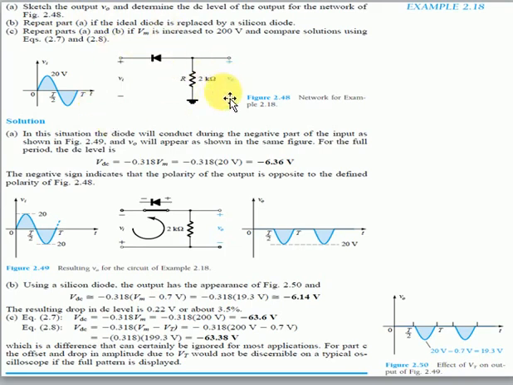This is the network, and for this network we have to find out the output voltage and we have to find out the VDC. Here the input voltage is 20 volt positive cycle and minus 20 volt negative cycle. First of all, we are solving for the A part. In this circuit, this is an ideal diode.